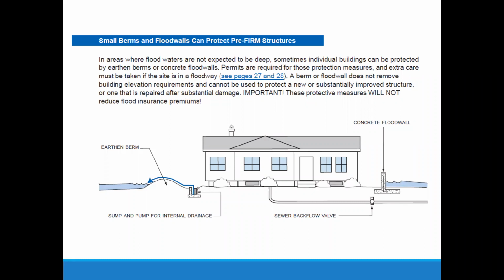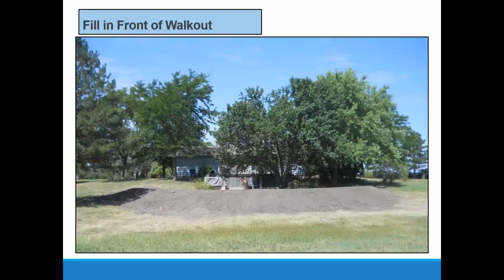These small protection measures like berms and flood walls can help prevent flood damage, although they don't really help with premiums. That's not something that's considered in the floodplain flood insurance premium, but having these small measures like backflow valves and these earthen berms and some pumps outside and that kind of thing should be encouraged just to prevent flooding and flood loss. So here's an example of a berm in front of a building to help protect it from flooding.